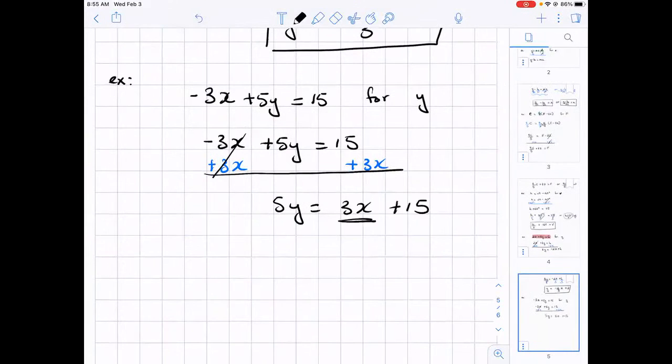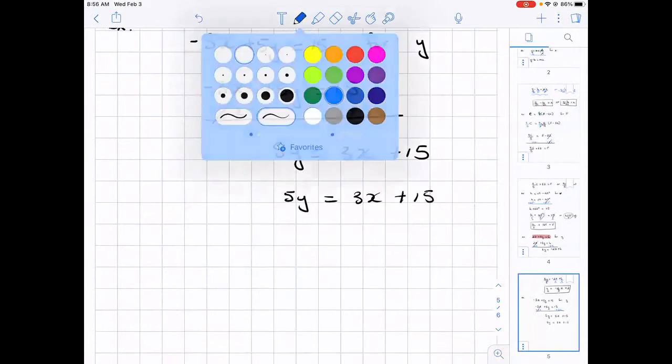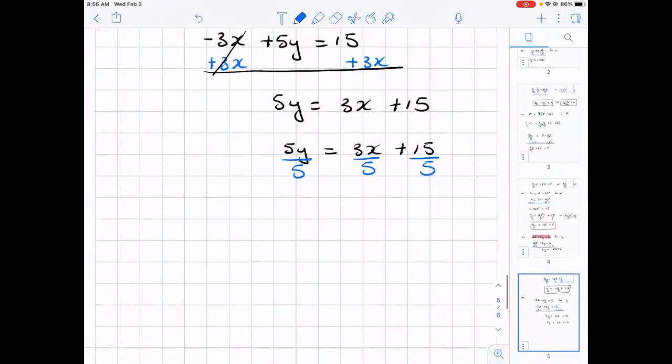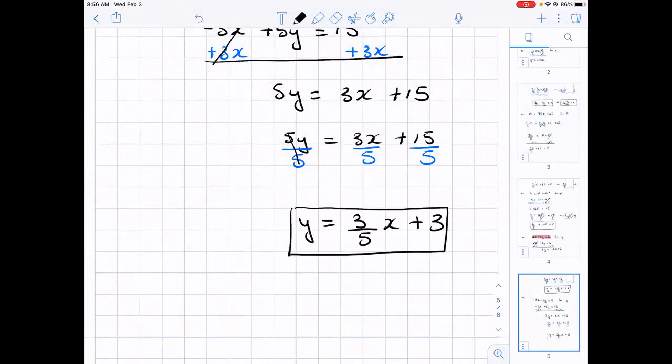Notice I write the x term first because usually I know this is linear, so it's y equal mx plus b. The x term is first. And now to get y by itself, to leave y by itself, we will divide each term by 5. And when we do this, we have y is equal to 3 over 5x plus 15 divided by 5 is 3. And here is our equation in terms of y.